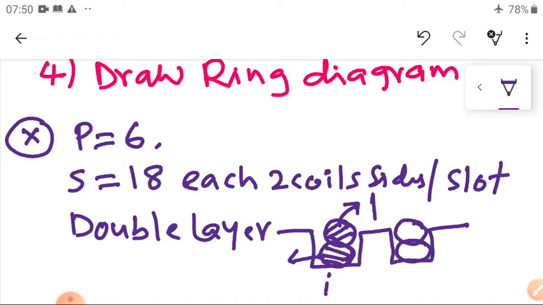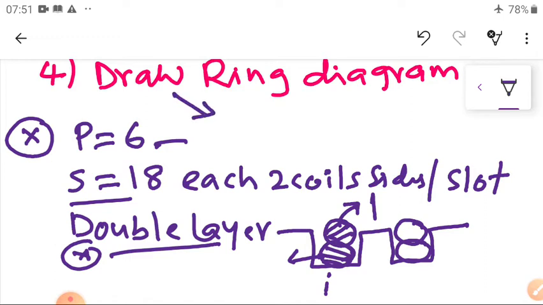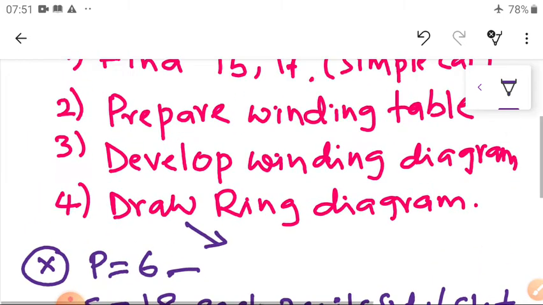In the double layer winding we have to show the position of poles, direction of the motion, direction of the induced EMFs and position of the brushes. Everything we have to draw. We have to draw a developed winding diagram, lap winding. Given the data only this much. Our aim is to find the ring diagram. So for this purpose simply follow the steps.